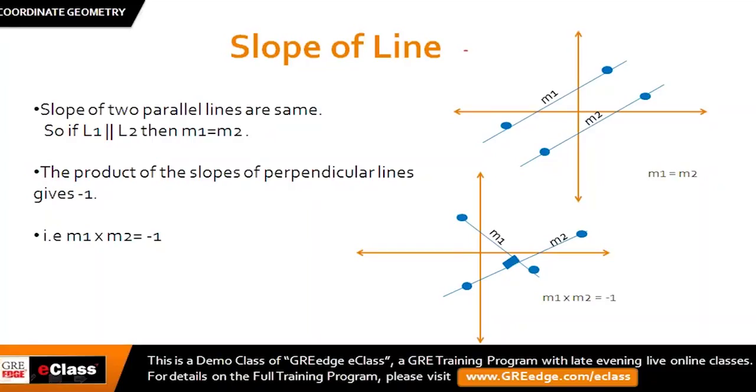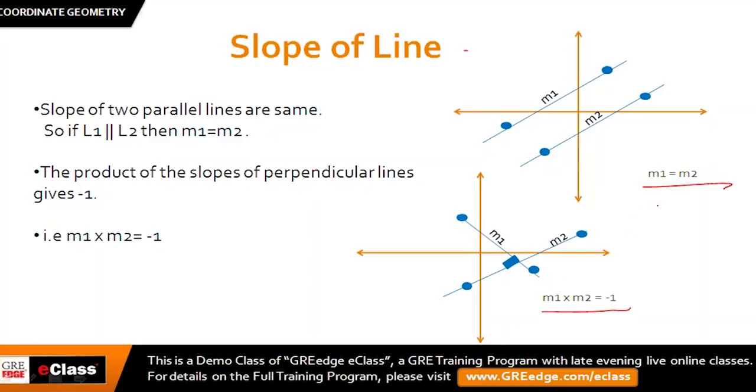Yes, it could pass through the origin, Raghavendra. We don't have any restriction on passing through the origin or away from it. It depends upon the coordinate values and the equation of the straight line. If two lines are parallel, they have equal slopes. And if the product of the two slopes is minus 1, then the two lines are perpendicular to each other. These are the properties based on straight lines.